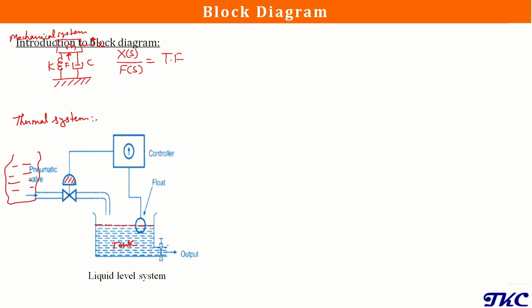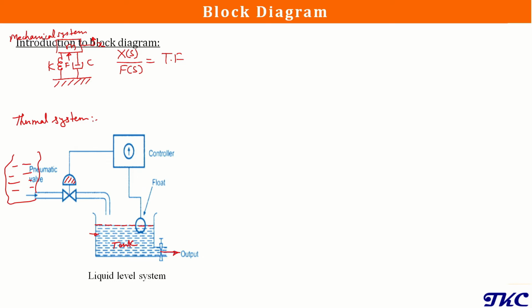Now what is going to happen if I open this valve? Fluid is going to flow through this one in the form of output, and the liquid level is going to go down in this tank, and because of that this float is also going to move down, and the position of this float will be sensed and sent to the controller, and then the controller, according to this level, is going to open this valve so that again the level of liquid is maintained at the desired level.